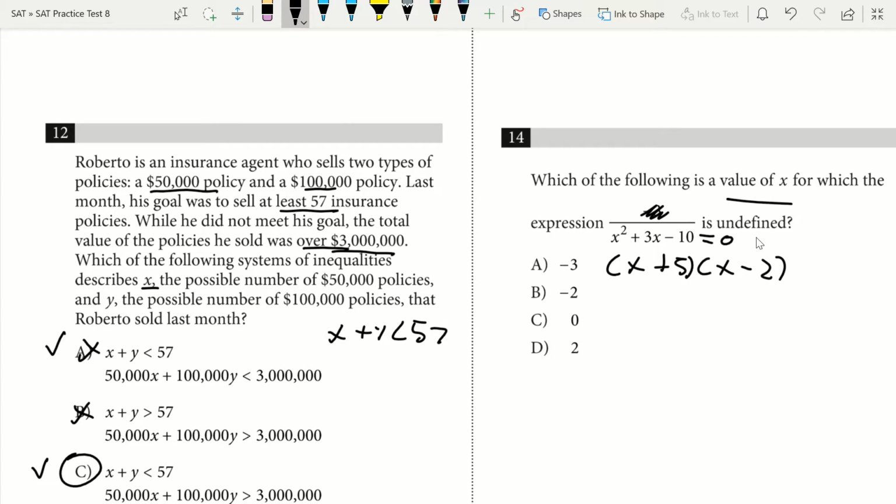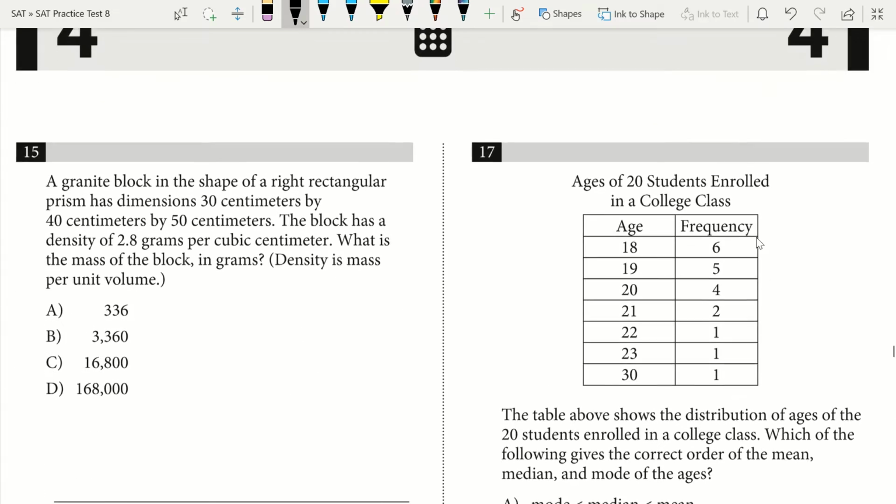So I'm not told anything about X having to be greater than or less than a number, right? So I can go ahead and find my solutions, which could potentially be X equals negative 5 and X equals 2. I see that negative 5 isn't given, but I see that 2 is given, so my answer choice then will be 2. All right, now I can go ahead and move on to question 15.